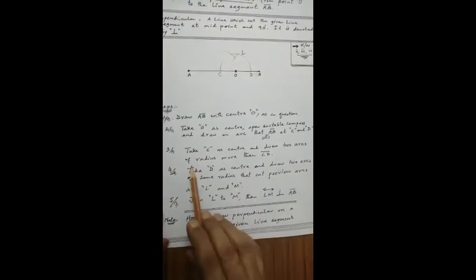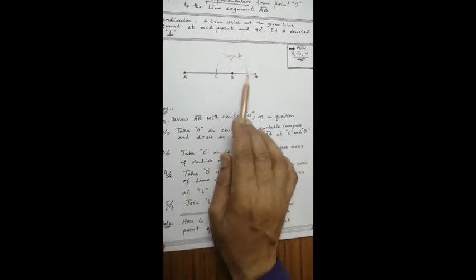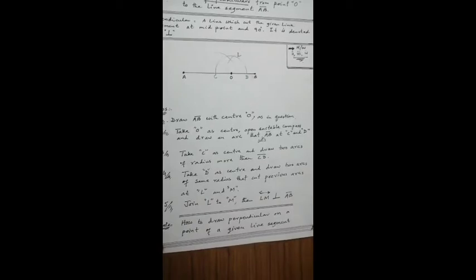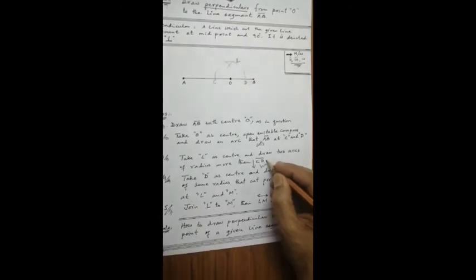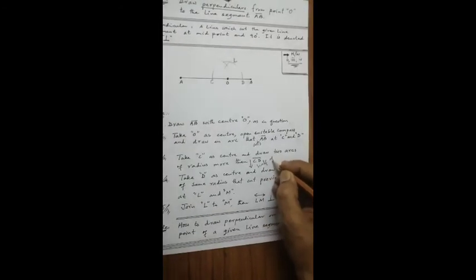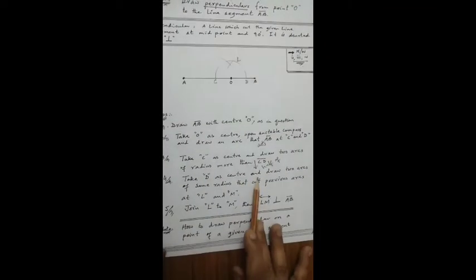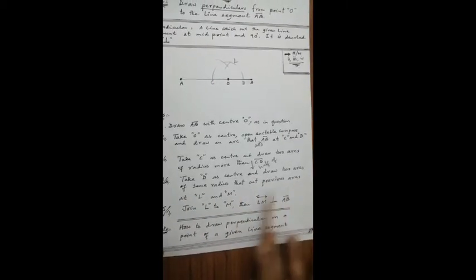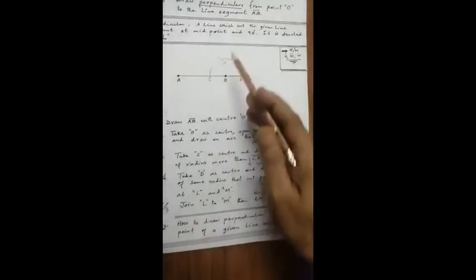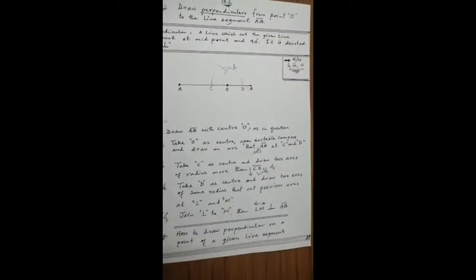Now third step, take C as center and draw two arcs of a radius more than half of the CD line segment. Now dear students, take D as center and draw two arcs of the same radius that cut the previous arcs at the point L. We can draw two arcs also, up and down, but I have taken one arc.